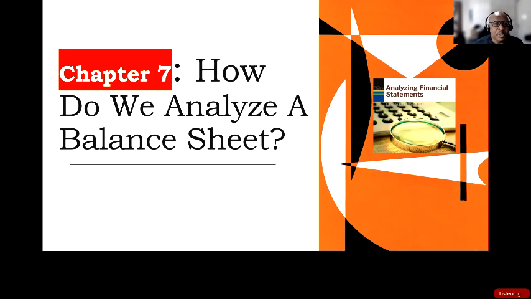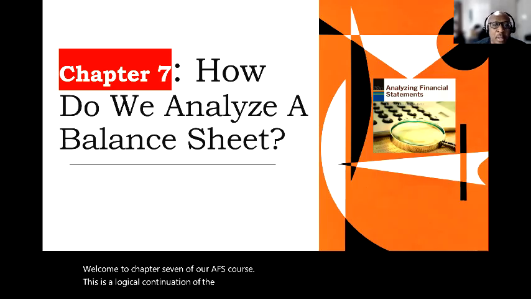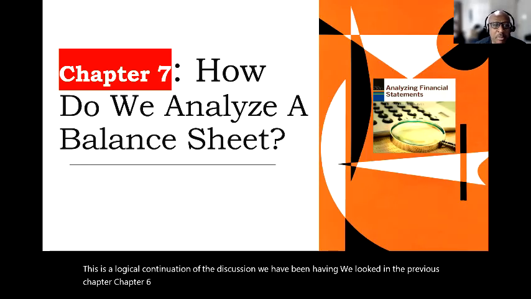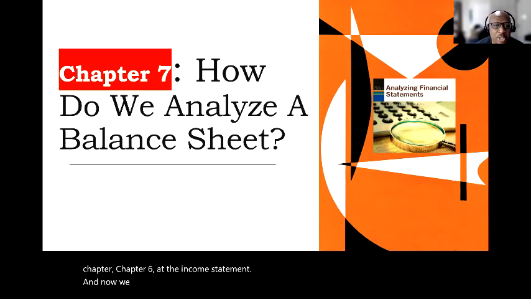Welcome to Chapter 7 of our AFS course. This is a logical continuation of the discussion we have been having. We looked in the previous chapter, Chapter 6, at the income statement, and now we will turn our attention to the second major financial statement, that is the balance sheet.